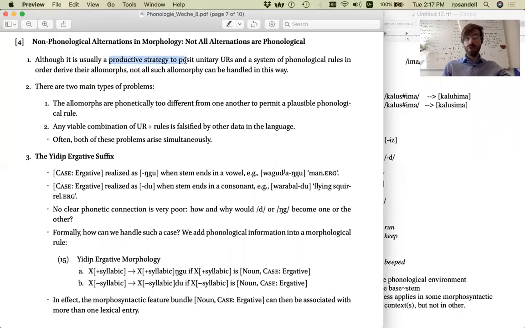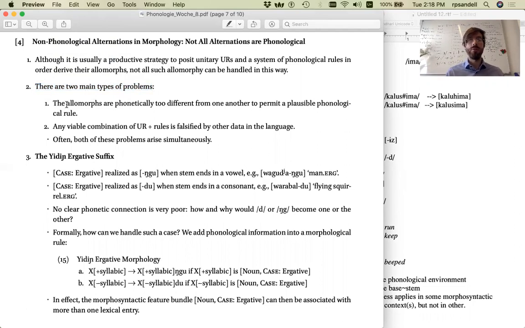Usually it is a productive strategy, a good strategy, to assume unitary underlying representations. That is to assume that a morpheme has a single phonological underlying representation, and to develop a system of phonological rules to derive the other allomorphs. But there are some instances of what we should call allomorphy that can't really be derived through phonological rules. And there are two main types of problems that you may encounter.